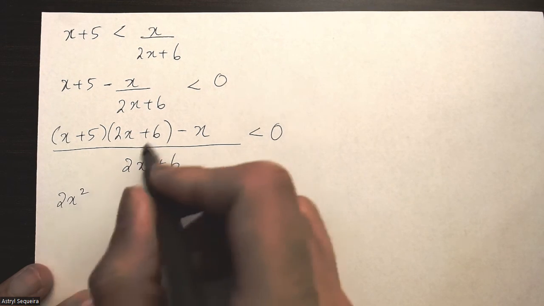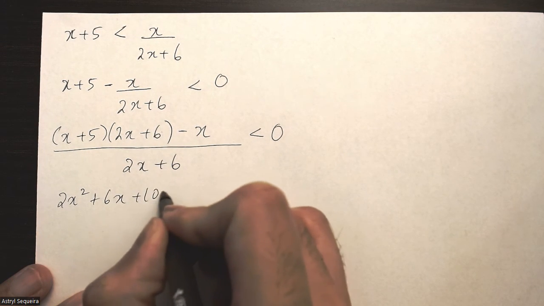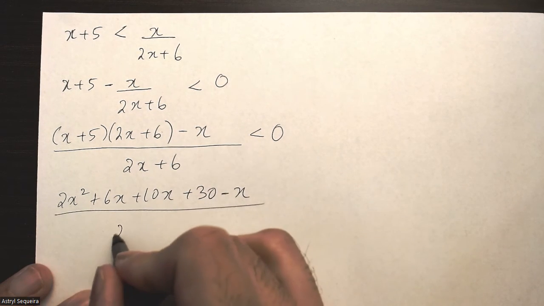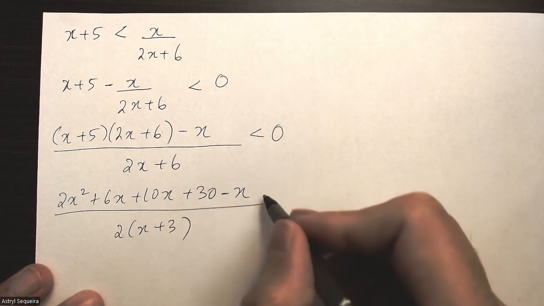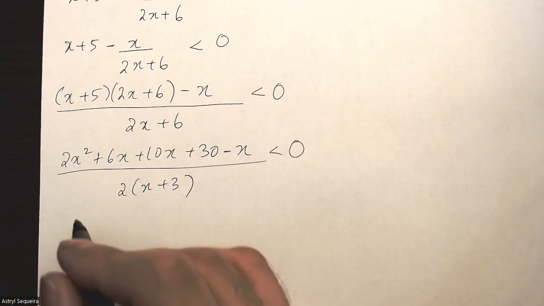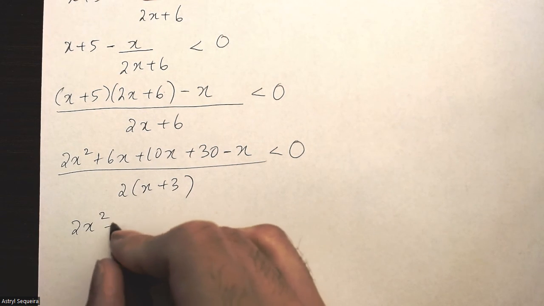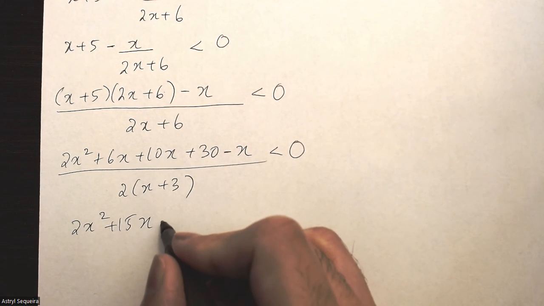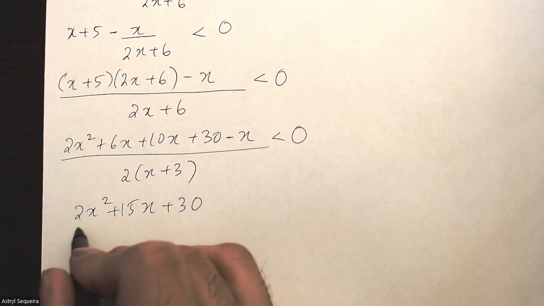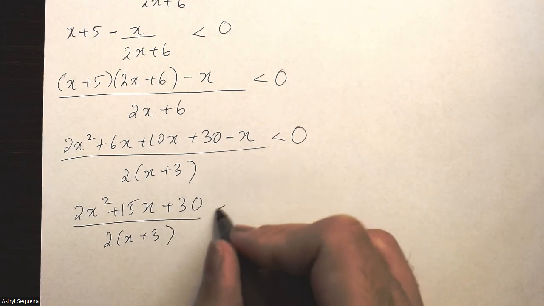So 2x squared plus 6x plus 10x plus 30 minus x, and then the bottom I'll just write as 2x plus 3, and that's less than 0. Combine like terms in the top, so that's 2x squared plus 15x plus 30 divided by 2x plus 3 is less than 0.